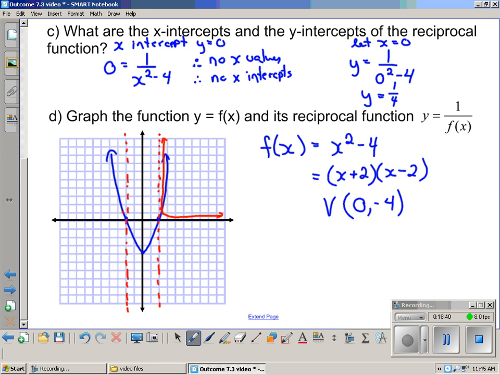At this point, this one is 1. Where this one is 3, is going to become 1/3. As this one is bigger, it's getting closer and closer to 0, so it's approaching this axis. This one is going to approach this vertical asymptote.